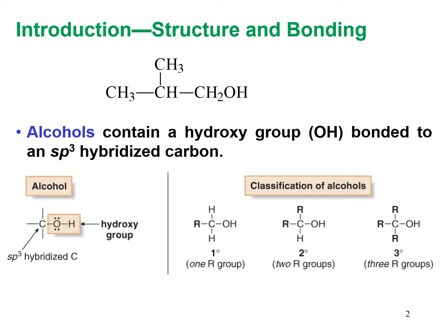The simplest way to differentiate between these classes of alcohol is that in primary alcohol, the carbon that bears the hydroxy group has two hydrogens. In secondary alcohol, the carbon that bears the hydroxy group has just one hydrogen. While in tertiary alcohol, the carbon that bears the hydroxy group does not have any hydrogen. They are all filled with alkyl groups.